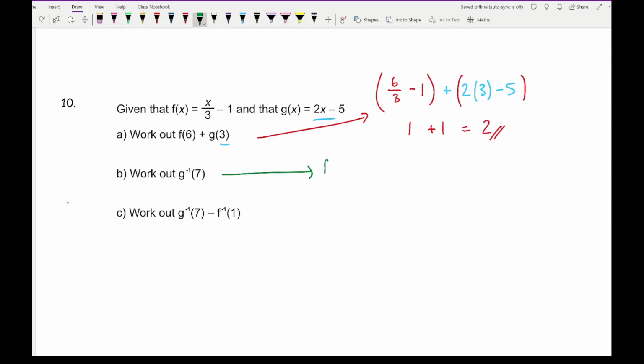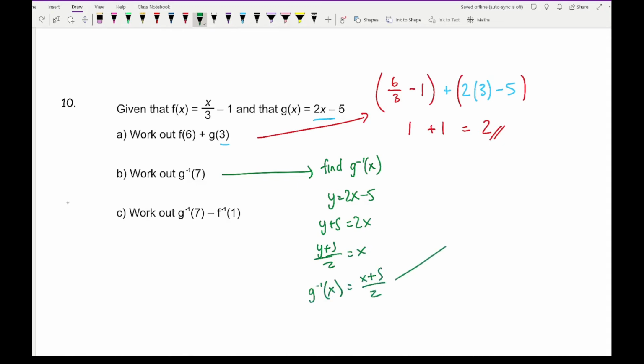Here, what we need to do is find the inverse function of g. So y equals 2x minus 5. So y plus 5 equals 2x. So then y plus 5 divided by 2 equals x. So the inverse of g equals x plus 5 divided by 2. From this, inverse g of 7 is going to be 7 plus 5 divided by 2, which is 12 over 2, which gives me an answer of 6.